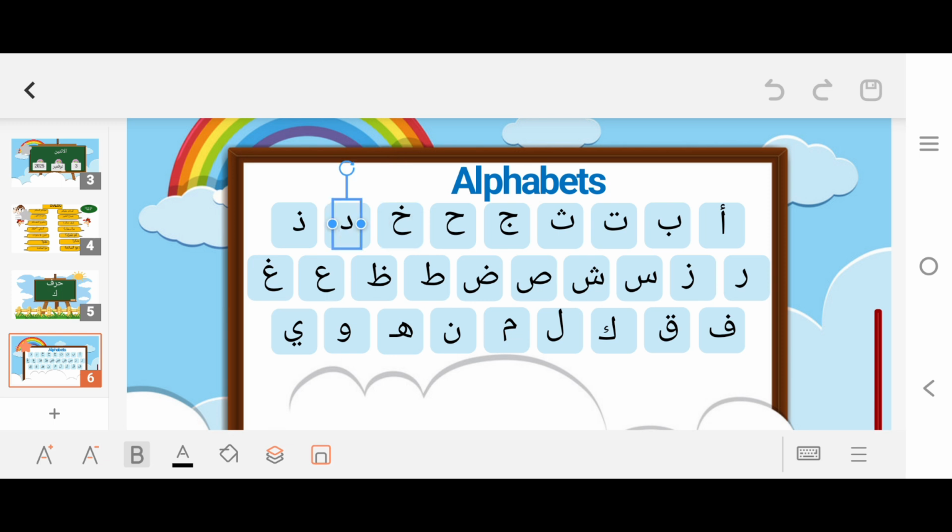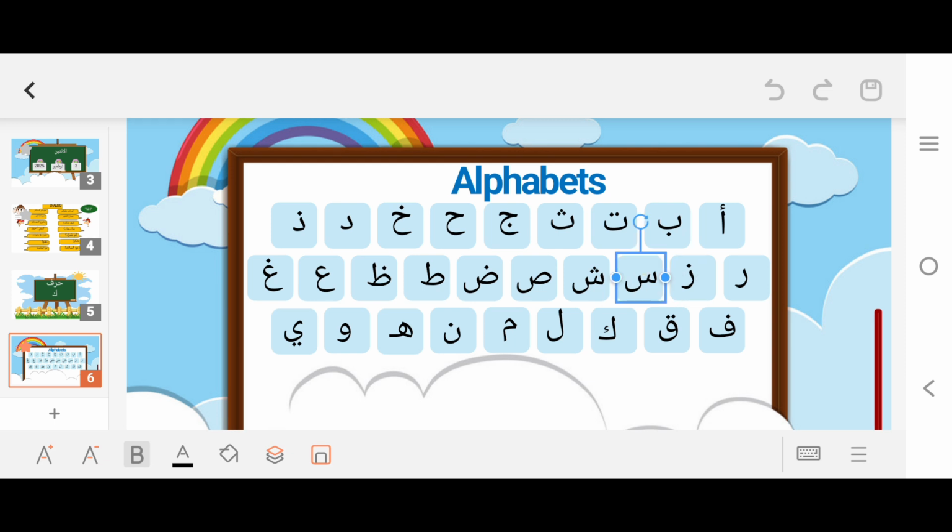And the next one is Dal. Next one is Zal. And the next one is Ra. And the next one is Zai.